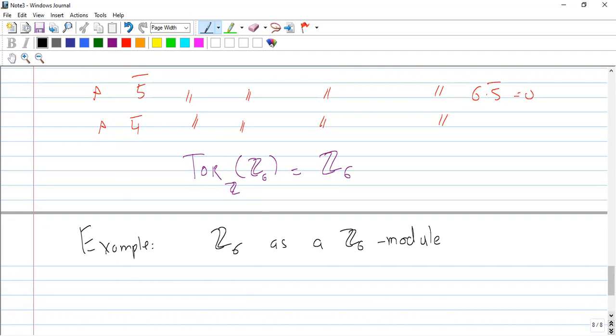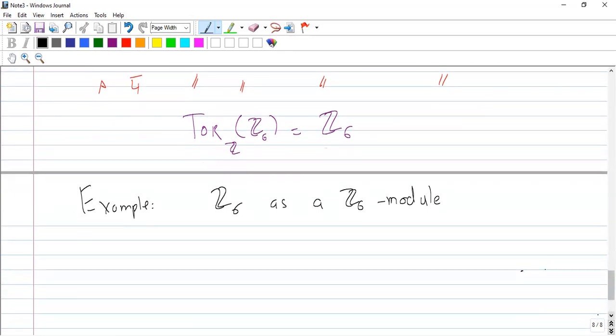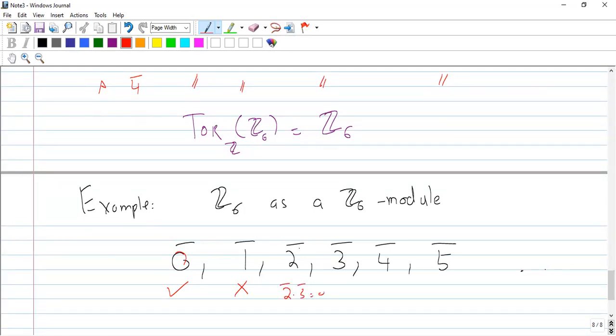So here again we have 0 bar, 1 bar, 2 bar, 3 bar, 4 bar, and 5 bar. One can check that 0 bar is a torsion element, but 1 bar is not a torsion element, because multiplying 1 bar by anything will not give answer 0. 2 bar is a torsion element because if you multiply 2 bar with 3 bar, it is equal to 0.